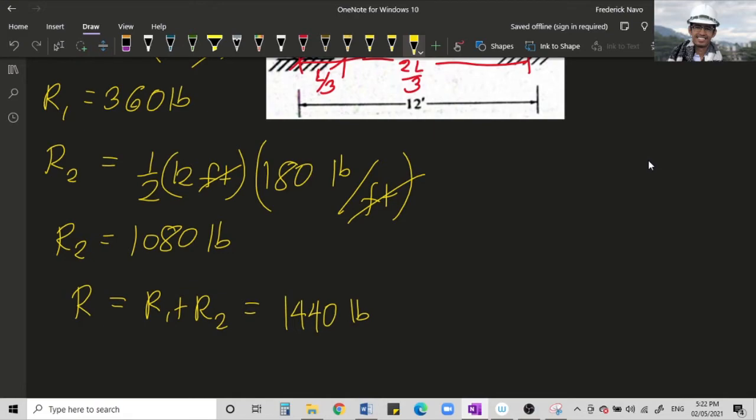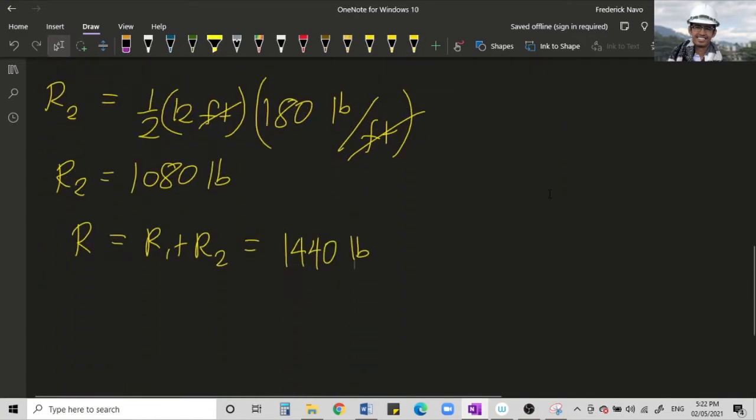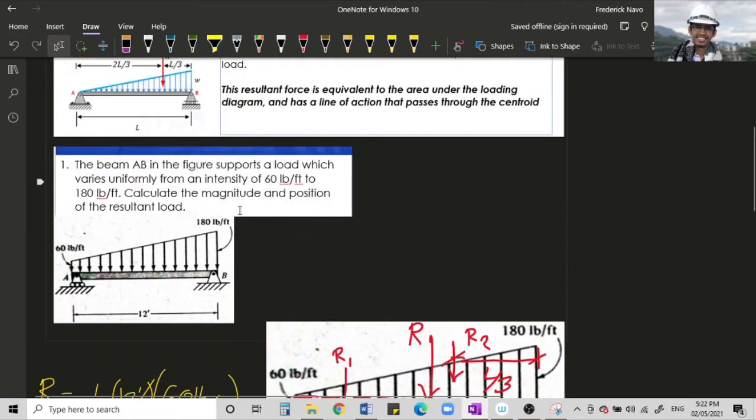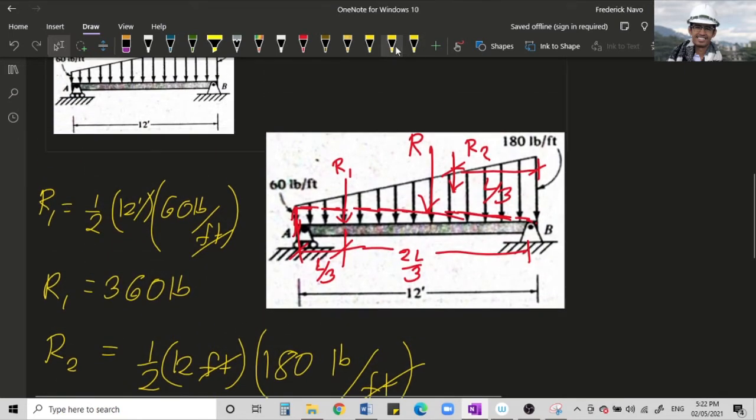So, yung resultant force niya, so that is downward. So, that will be negative. Or that will be R is equal to 440 pounds downward. And calculate the magnitude and position of the resultant. So, yung position niya nung R natin, so i-base natin from the point A. Dito sa point A. So, yung resultant nung R natin, so let's call this X. So, resultant of R from point A.